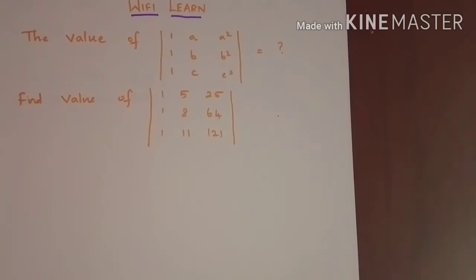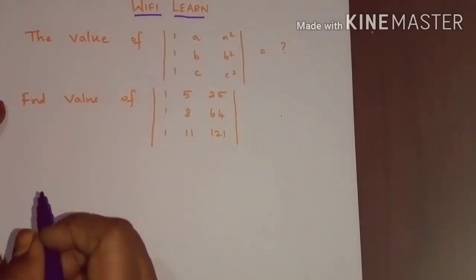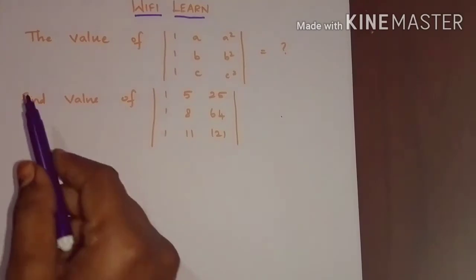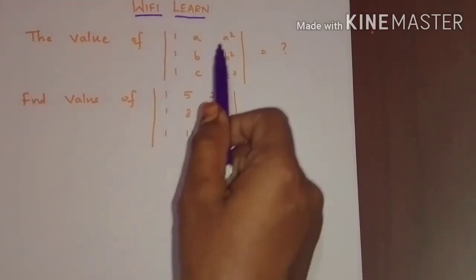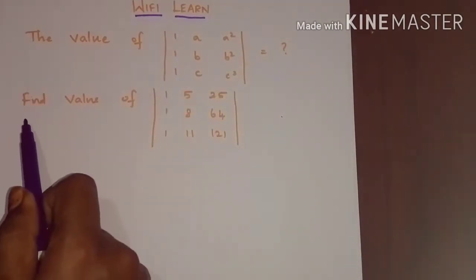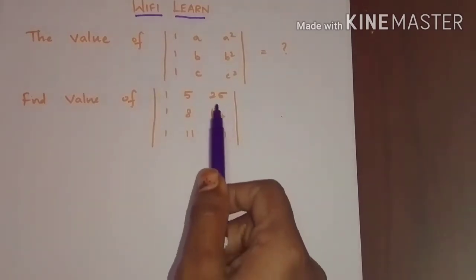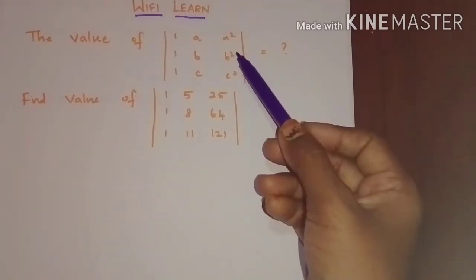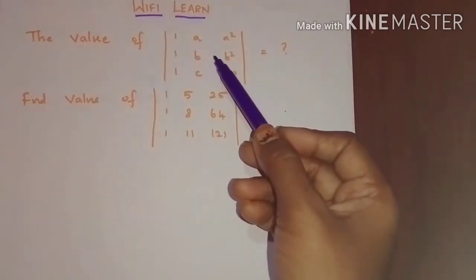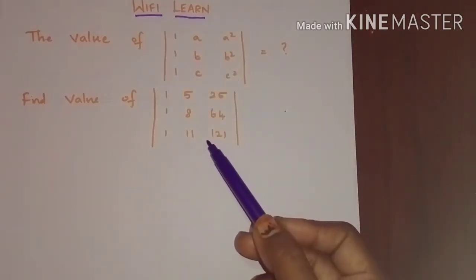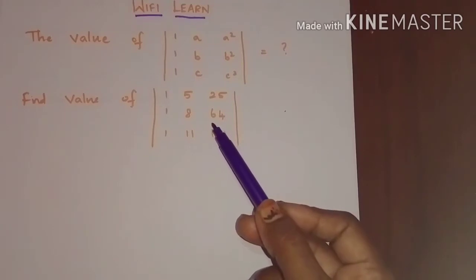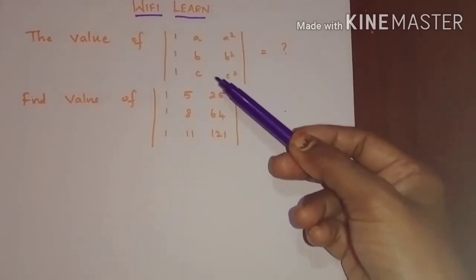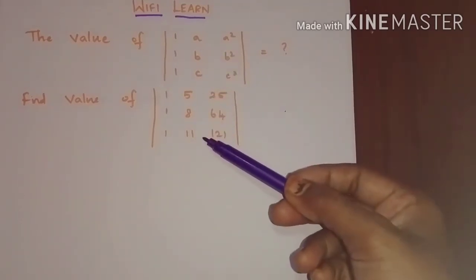Now let us discuss some more problems that you may get in exams. In this problem, they have asked to find the value of this determinant. Both the determinants are the same: this one is represented in variable format, whereas this one is given in numbers format. It is an exact representation of this determinant in this format.